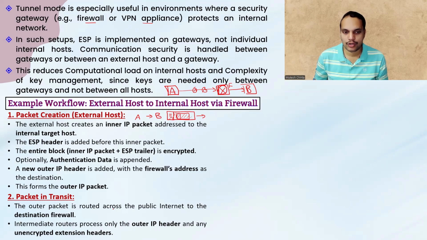The outer packet is routed across the public internet to the destination firewall. All the routers in between will see a packet that is transmitted from A to the firewall. They don't know that the destination is B. Intermediate routers process only the outer IP header and any unencrypted extension headers, if there are any, in case of IPv6. As I told you, IPv6 works a little bit differently.